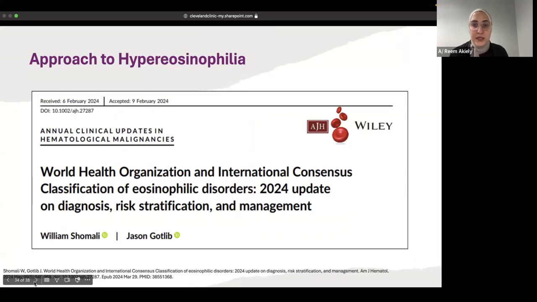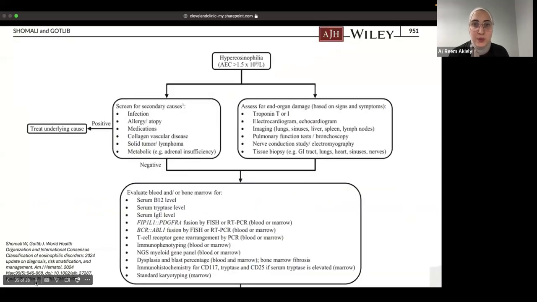One of the review articles that we found helpful for this discussion includes a diagnostic and management approach for pediatric cases of hypereosinophilia. As we can see, given that the most common causes of hypereosinophilia in pediatrics are usually secondary, it's important to evaluate for these causes from the beginning, including infections, allergy, medications, solid tumors, and also adrenal insufficiency, as in our case, while at the same time making sure that the elevated eosinophil counts are not resulting in acute end organ damage.